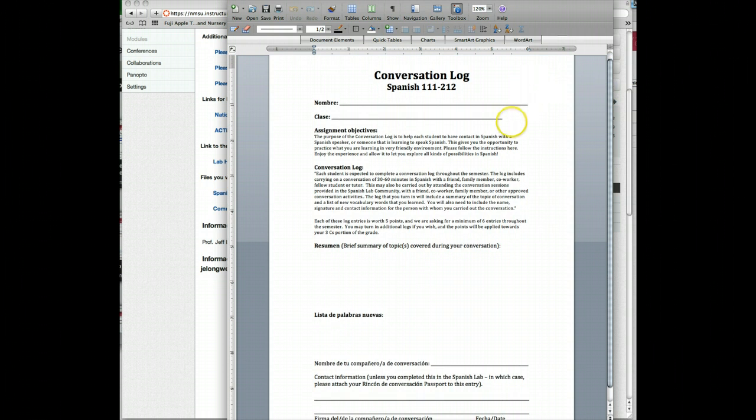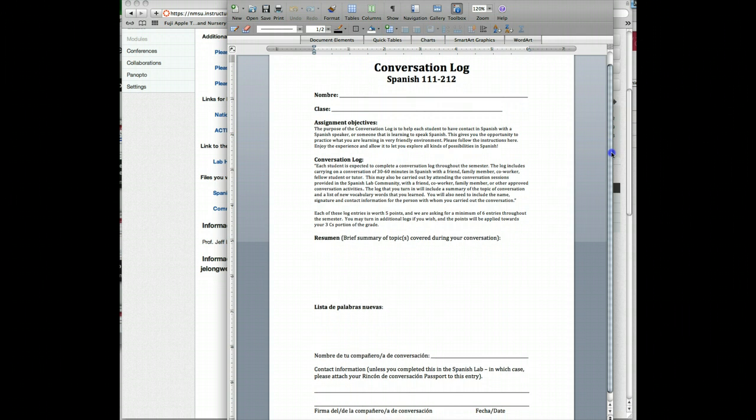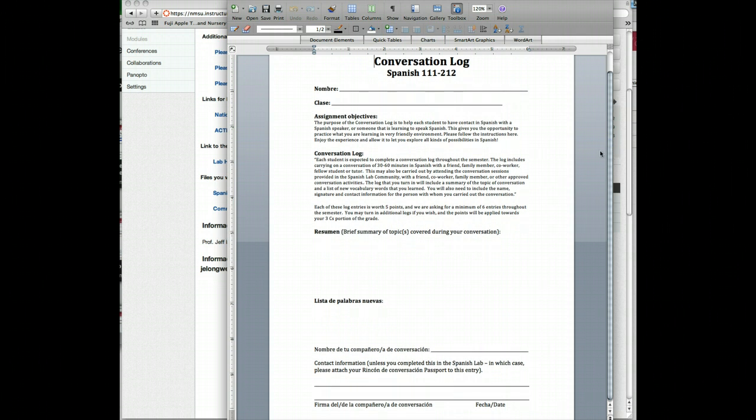Essentially, the idea of the Spanish conversation log is for you to get practice either with a fellow classmate, a tutor, an instructor, ideally, that will be able to practice Spanish with you at your level. The best place to go for this is the Spanish Conversation Lab in Breland 170B. You can watch the presentation on the lab hours and activities there.